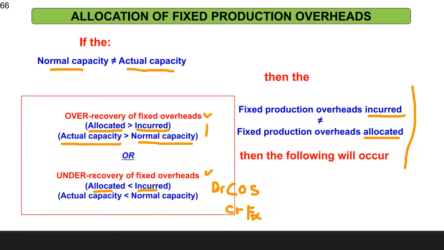This one is the opposite. This one will be debit the fixed overheads, and it will be credit cost of sales. Okay, so we're making cost of sales smaller in the top journal, making cost of sales bigger in the bottom journal. Does everybody understand that so far, right? So that is the whole story behind under and over recovery.